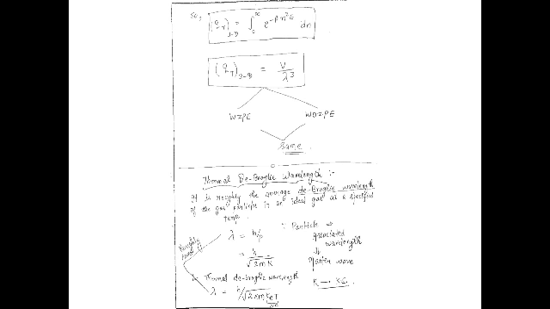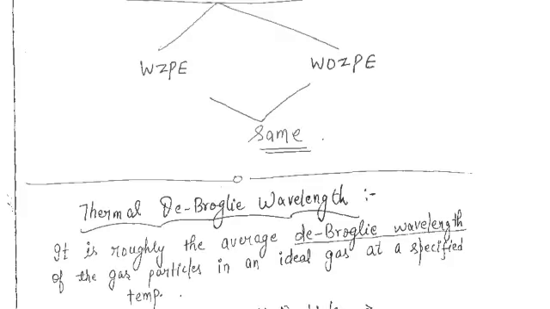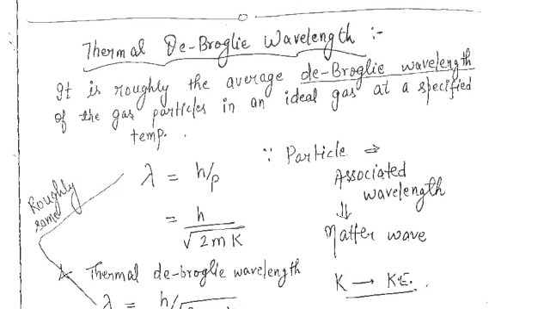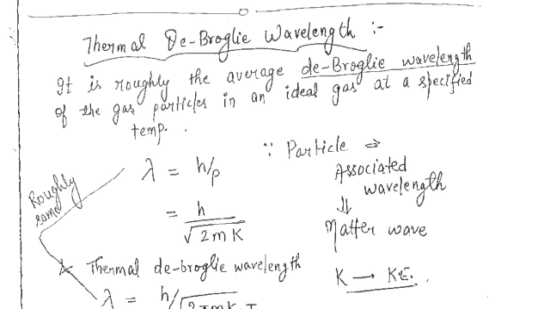So we had read about the lambda, that is the thermal de Broglie wavelength. So let's have a brief discussion over it. What actually the thermal de Broglie wavelength is, I will correlate it with the real wavelength. Try to understand, listen carefully. What is written here: it is roughly the average de Broglie wavelength of the gas particles in an ideal gas at a specific temperature. Read twice. It is roughly the average de Broglie wavelength.